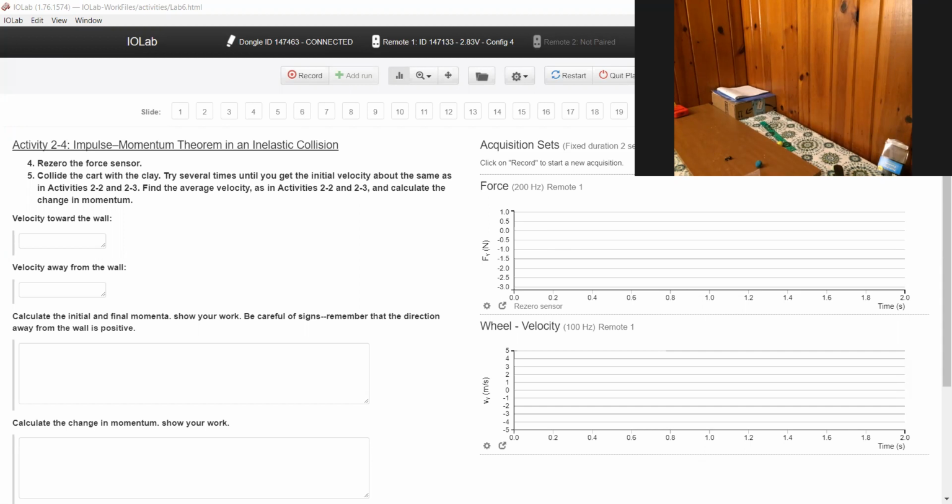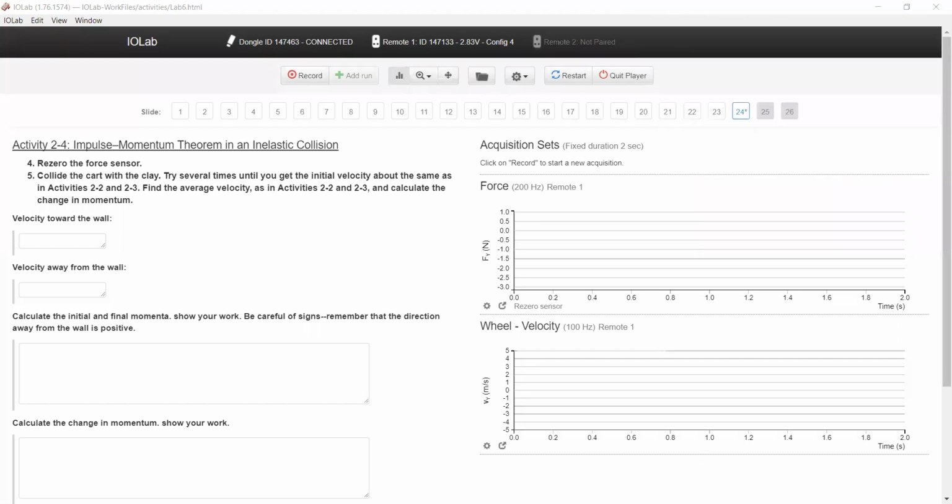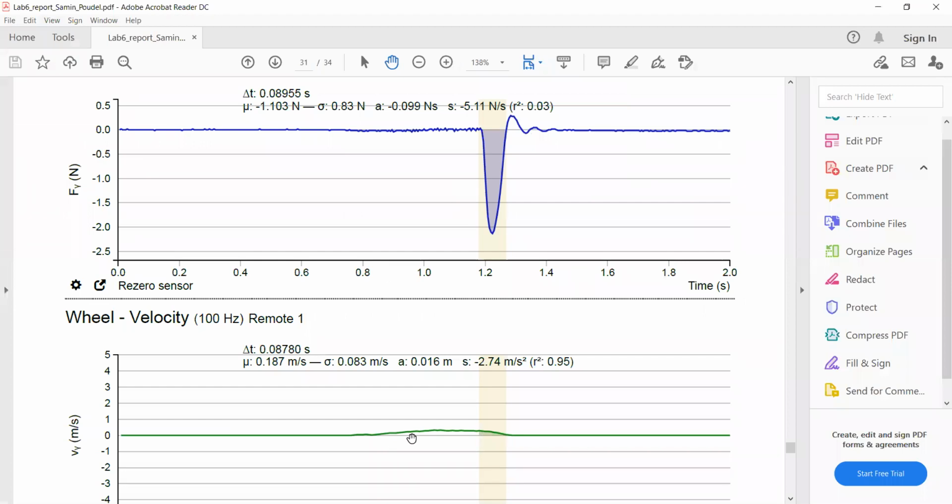This will be something like this. If you look at the velocity, when it goes there, the velocity will be zero. There is no final velocity since the IOLab will be stuck in the wall. Then for the momentum, you see this delta t. So let's look at the difference. Your answer will be different.